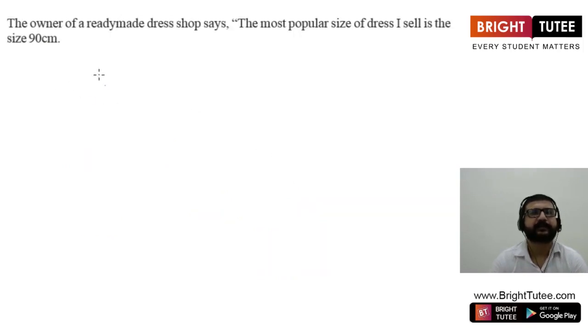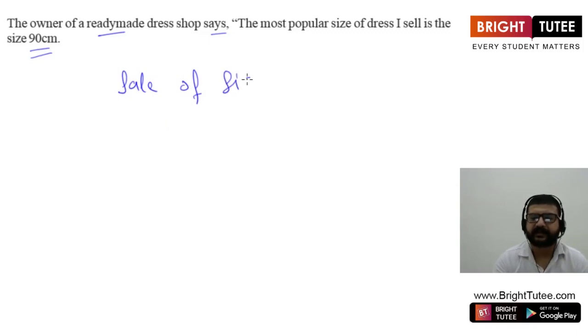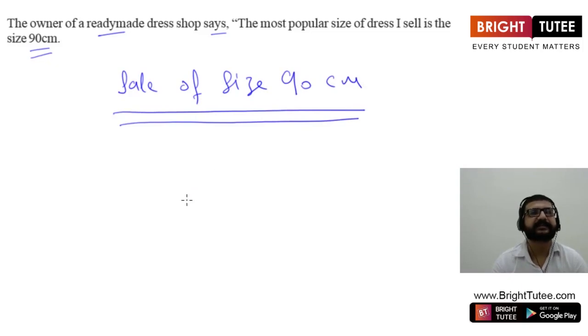Now let's look at one more example. The owner of a ready-made dress shop says the most popular size of the dress I sell is the size 90 cm. So here also the owner of the ready-made shop is interested in knowing how many dresses are sold of different sizes. According to him, 90 cm is the most popular size of the dress. That is, most of the people buy size 90 cm. Therefore, we can say that the highest occurring event here is the sale of size 90 cm. This central tendency, or this representative value, is known as the mode of the data.